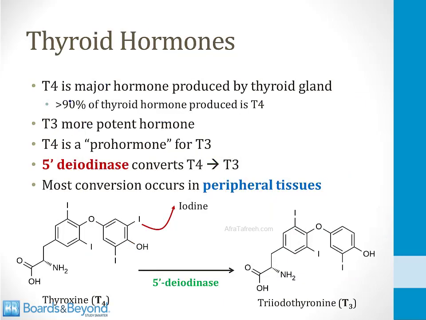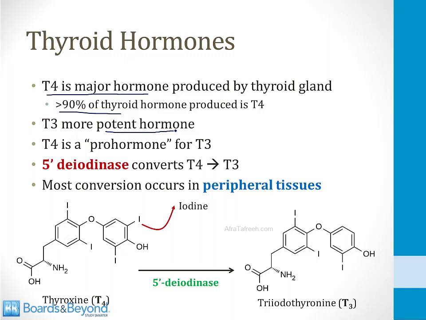Although follicular cells can produce both T3 and T4, T4 is the major hormone produced by your thyroid gland. More than 90% of the hormone that's produced is T4. T3, however, is a more potent hormone than T4. T3 is a more potent activator of the thyroid hormone receptor.